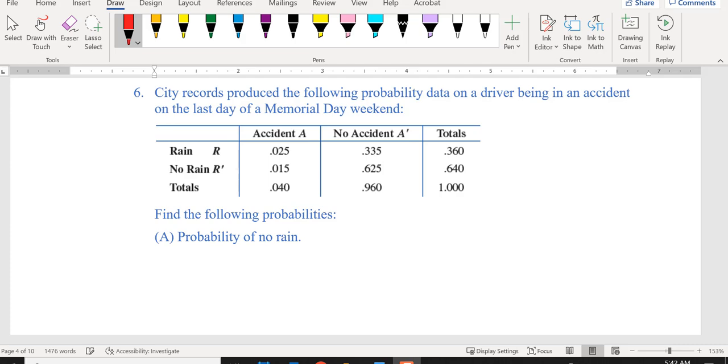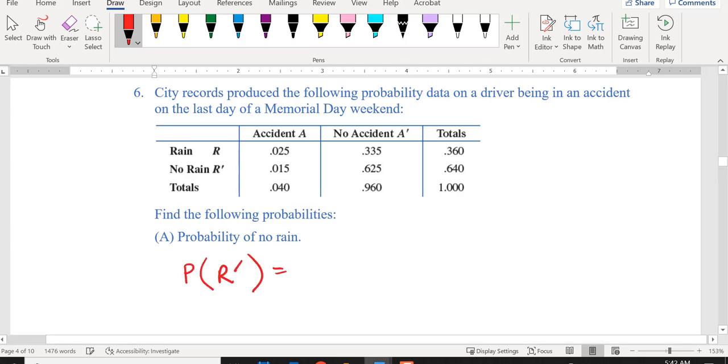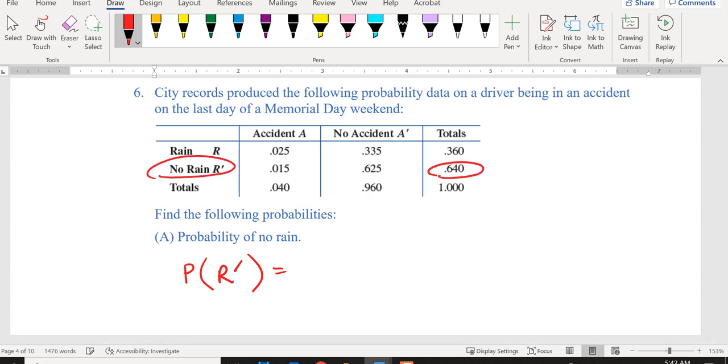Let's go do one like that again. City records produce the following probability data on a driver being in an accident on the last day of Memorial Day weekend. Find the probabilities. The probability of no rain. Okay, we want the probability of no rain. Here's no rain. The probability of no rain is 0.640, because you could have the probability of an accident with no rain plus the probability of no accident with no rain. So that probability of no rain is 0.640.